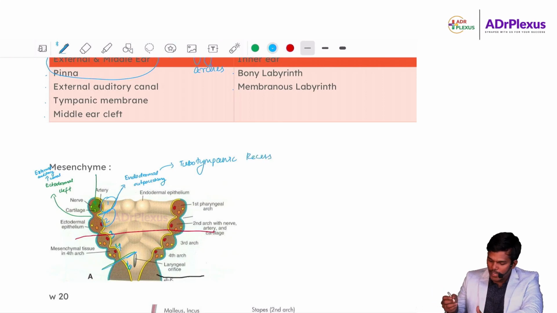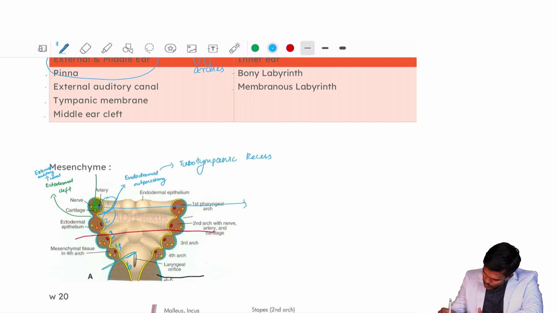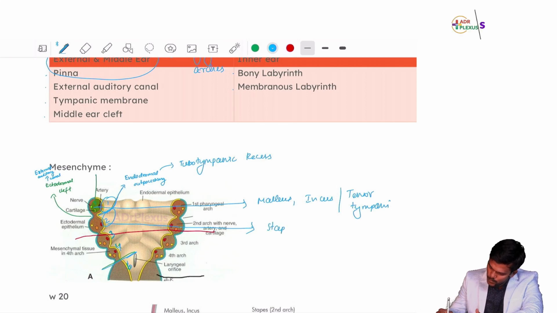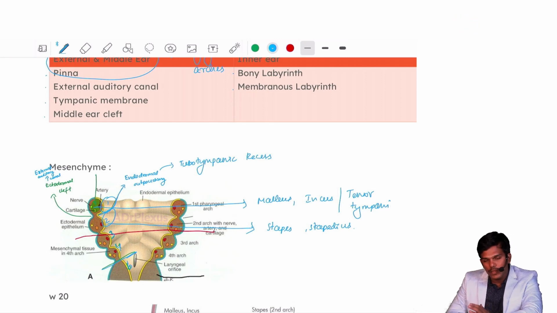Clear? Whereas the first pharyngeal arch mesenchyme will form malleus and incus, which are the bones, and tensor tympani, which is the muscle. The second arch will form stapes, which is a bone, and stapedius, which is a muscle. So this is how the pharyngeal arches give rise to the external and middle ear structures.